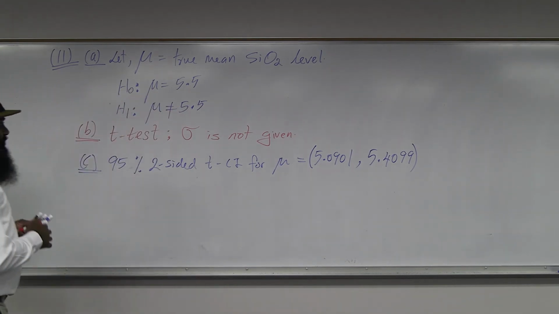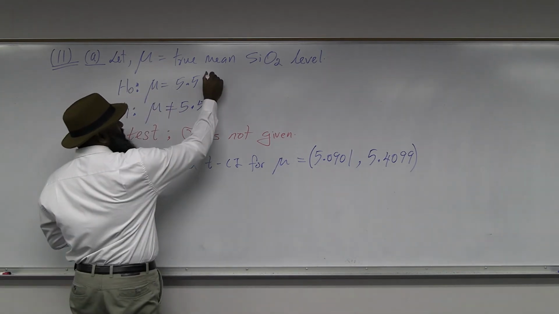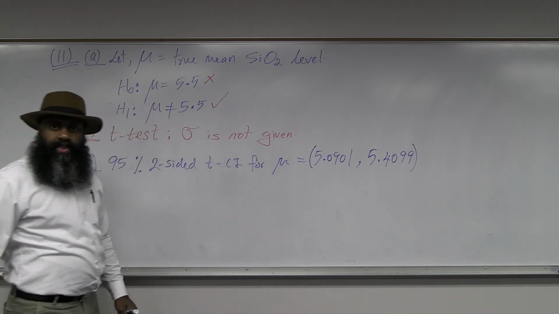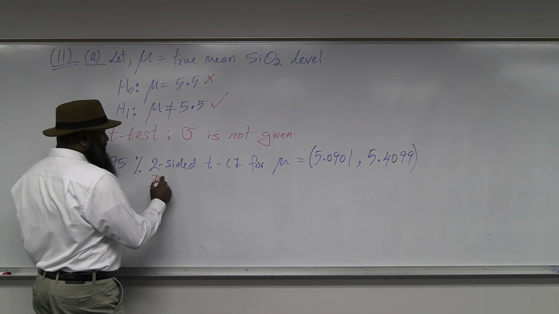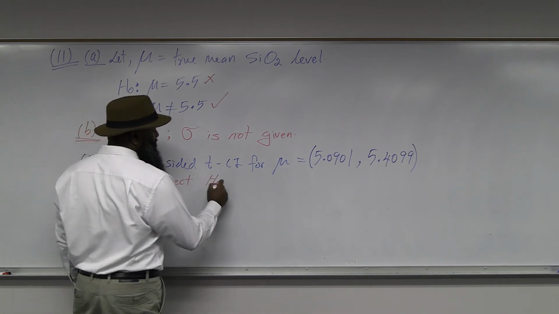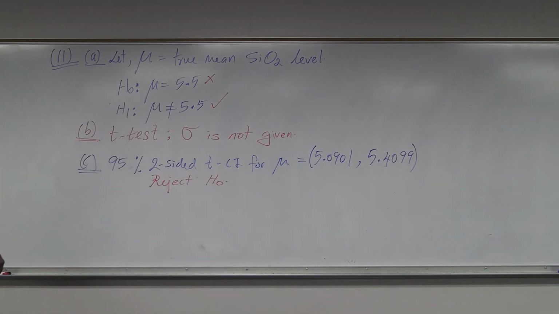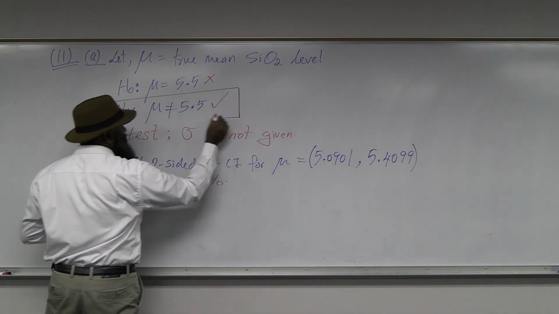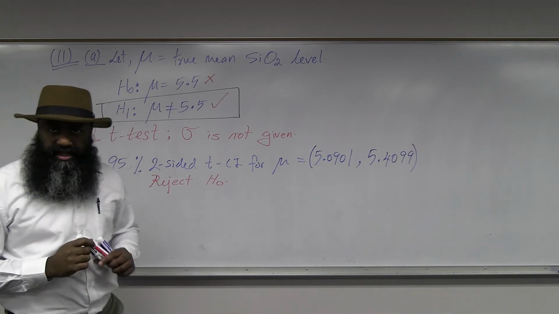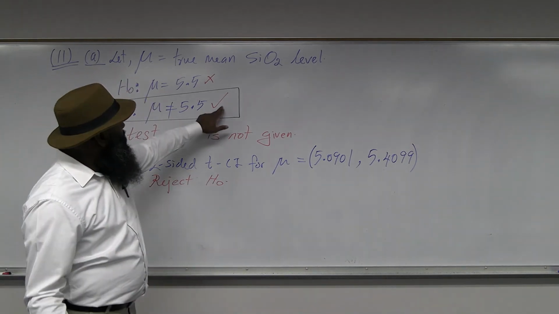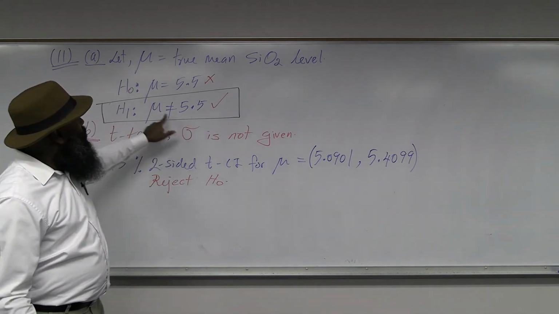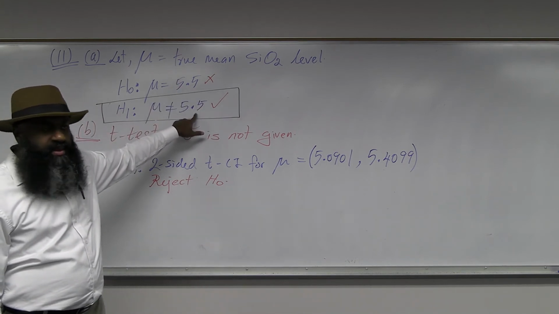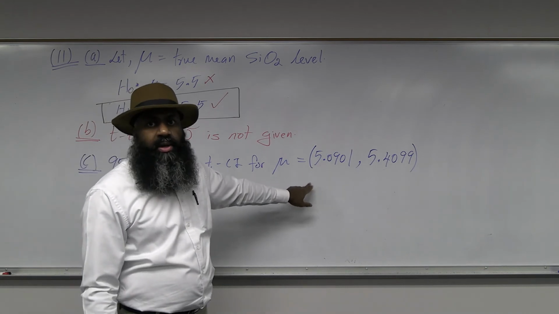It is outside. That means I have to reject my null hypothesis. That means our data support this alternative. I would say reject null hypothesis, and then I need to interpret this in the context of the problem given. Interpretation is always only about the alternative hypothesis. Our data supported that the true mean silicon dioxide level is different from 5.5. We have 95% probability to conclude that.